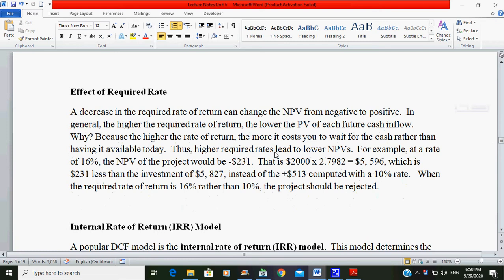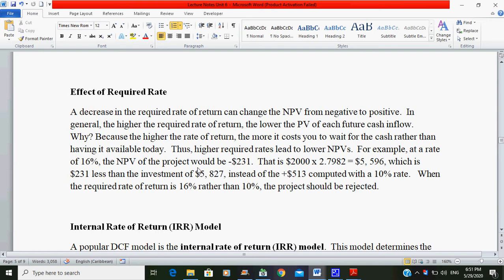All right. So in general, the higher the required rate of return, the lower the present value of each future cash inflow. Why? Because the higher the rate of return, the more it costs you to wait for the cash rather than having it available today. Thus, higher required rates lead to lower NPVs.